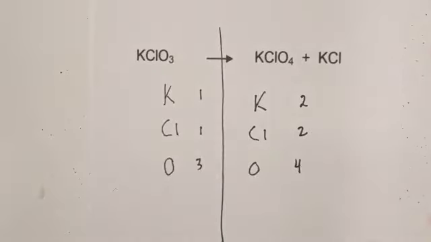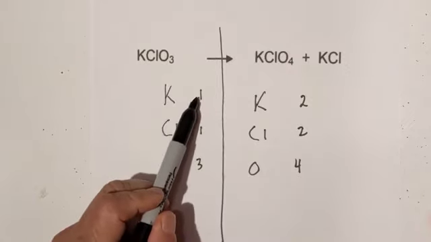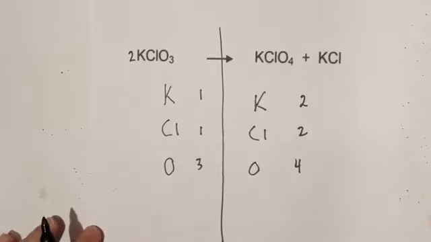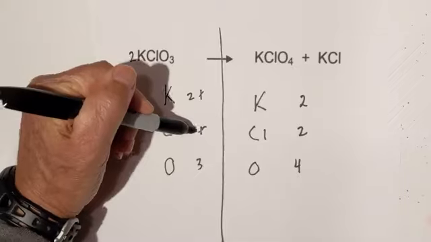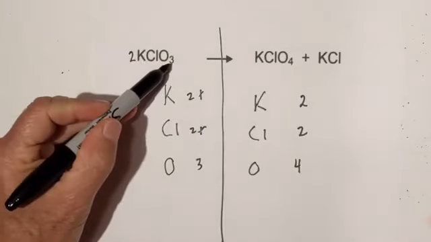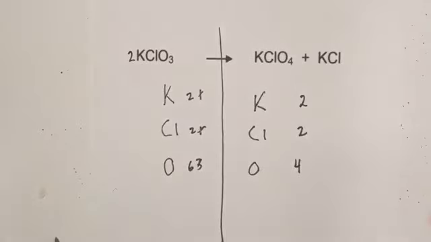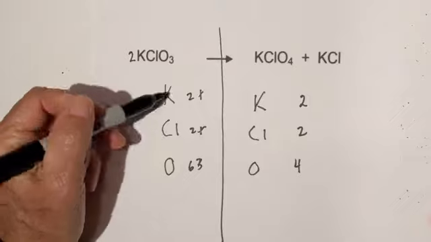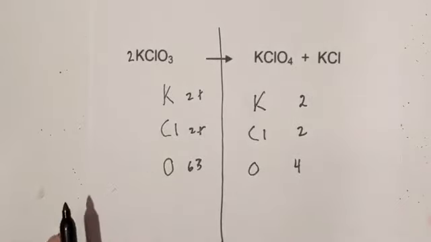So now let's see what's balanced. Well, let's start with the metals. And we have 1 and 2. So I'm going to multiply this by 2. So this becomes 2, but now the chlorine becomes 2. And then 2 times 3, that becomes 6. So the potassiums, chlorine, they're all balanced. But now I have a problem with the oxygen. We have 6 and 4.